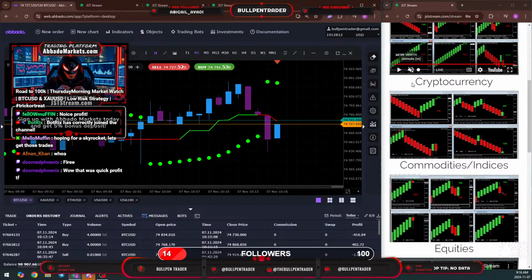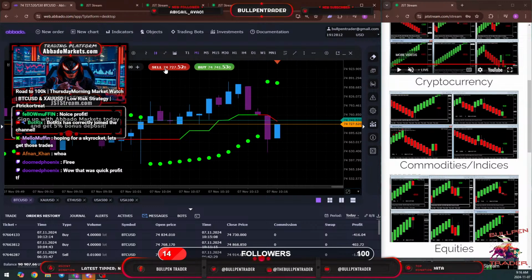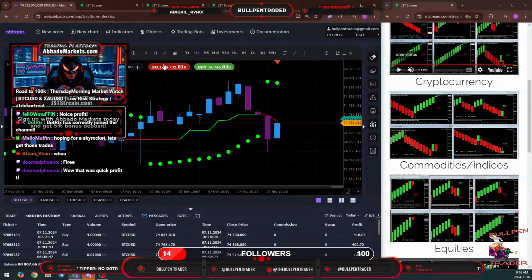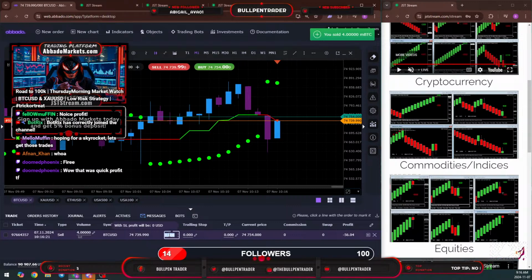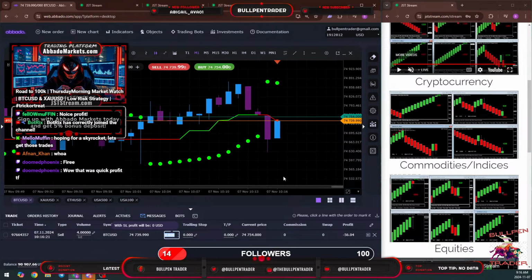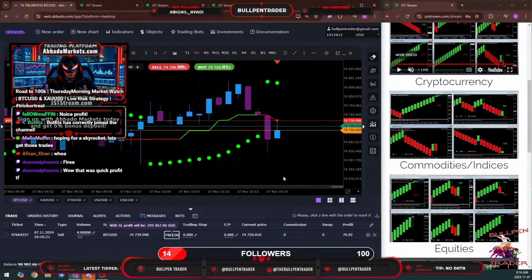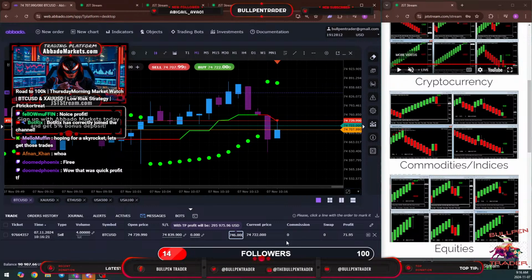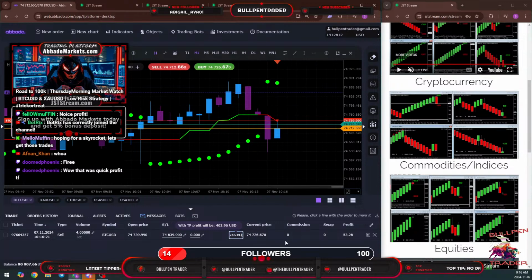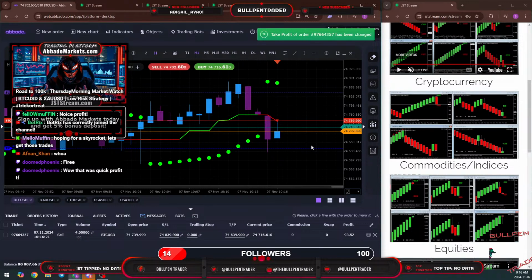All right, so now we're having the pullback happen on the flipped trend right here. So I think I'm going to enter into a short position right there, because I saw that both indicators flipped. I set my stop loss and take profit at 74639.9. All right, so my stop loss and take profit are set.